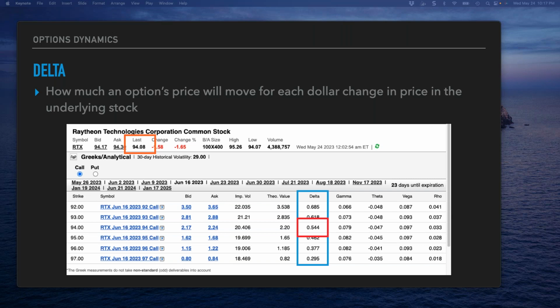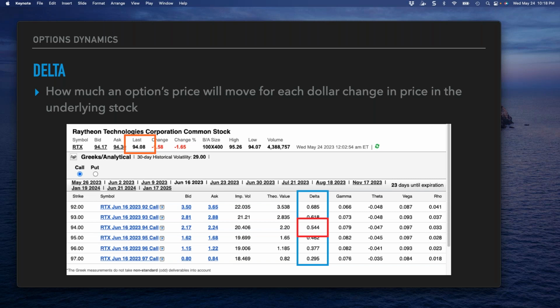With the stock's current price at 94.08 and a delta value of 0.544, we can infer that if RTX increases in price by $1, the $94 strike price call will also increase in value by 54 cents per share. If the buyer paid the $2.24 ask price also shown, that also means that for a $1 change in price for RTX, a little over 1% in the stock, the option is going to increase in value by about 20%. That's leverage, and it's why most option buyers stick with buying strategies almost exclusively.